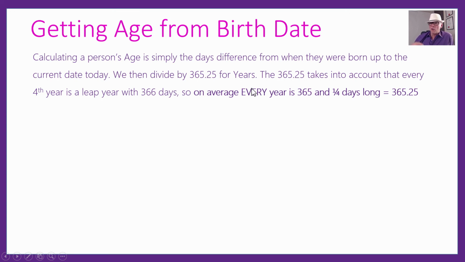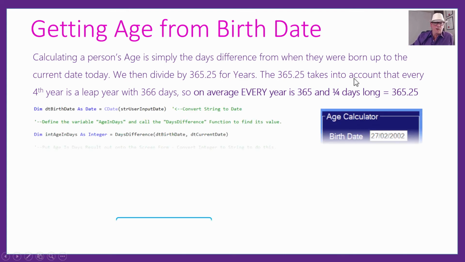And what will happen is if it's close to someone's birth date and they've actually had their birthday and they should have already turned the next age, it won't work properly and they won't turn the next age until like a week later. So you really do need to put that 0.25 on the end.